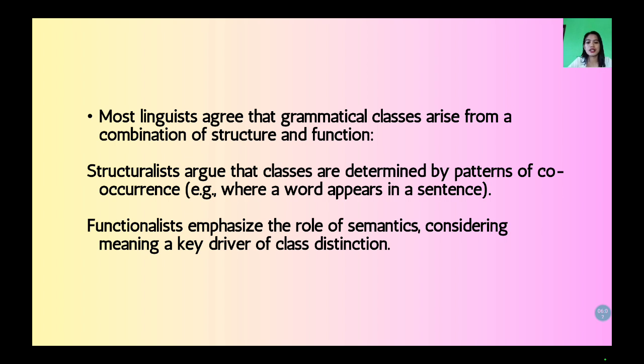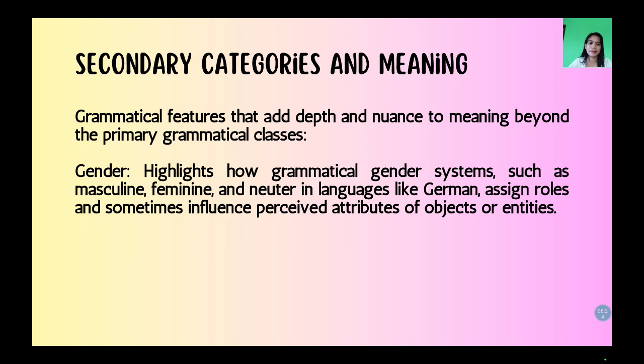Most linguists agree that grammatical classes arise from a combination of structure and function. Structuralists argue that classes are determined by patterns of co-occurrence, for example, where a word appears in a sentence. Functionalists emphasize the role of semantics, considering meaning a key driver of class distinction. Now let's proceed to the second part of grammar and meaning, which is the secondary categories and meaning.